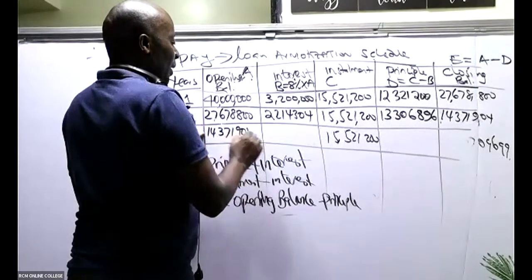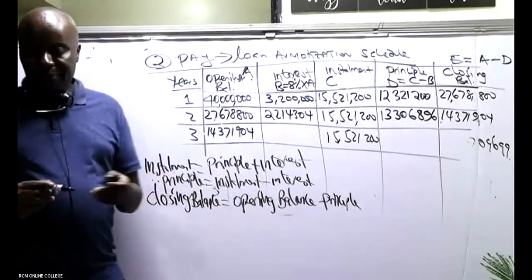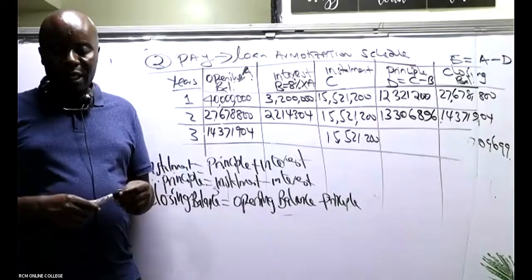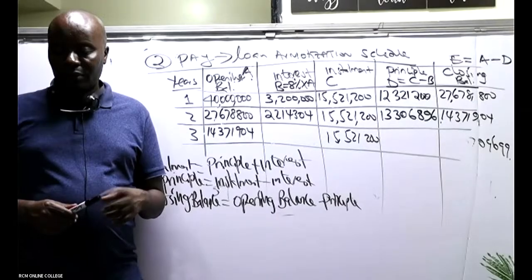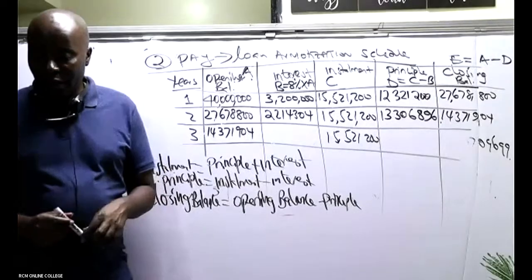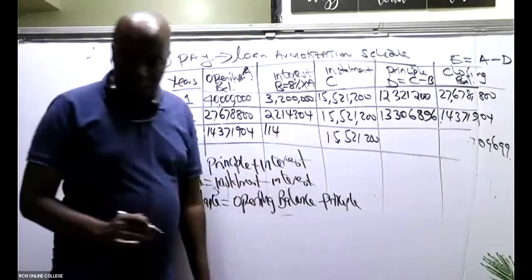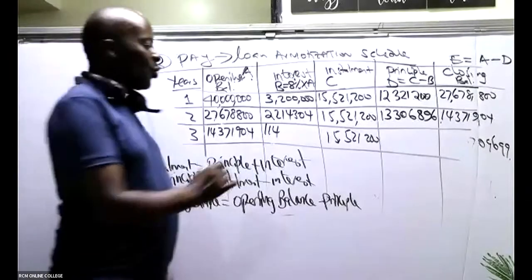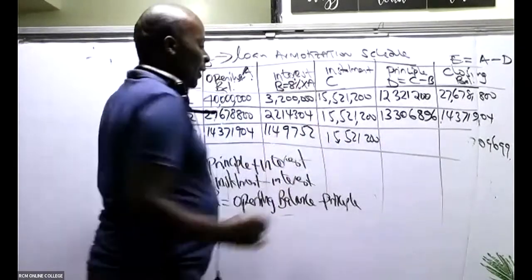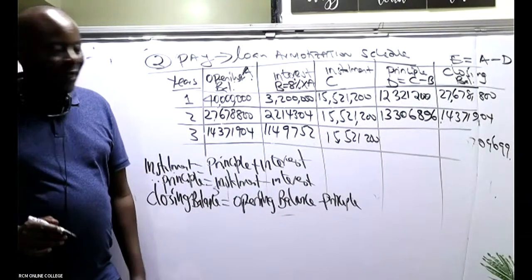14,371,904 like that. So then are you able to give me the interest for year number 3 as we finish? So we have here 1,149,752 point something, right?